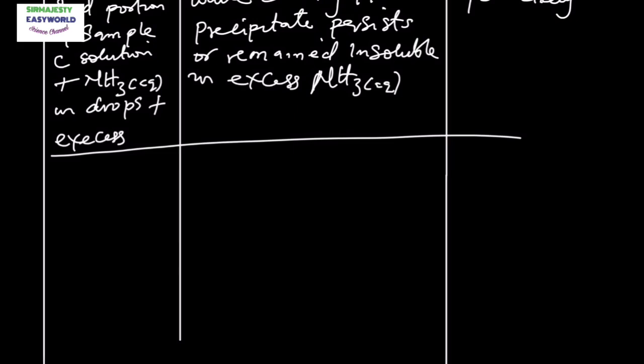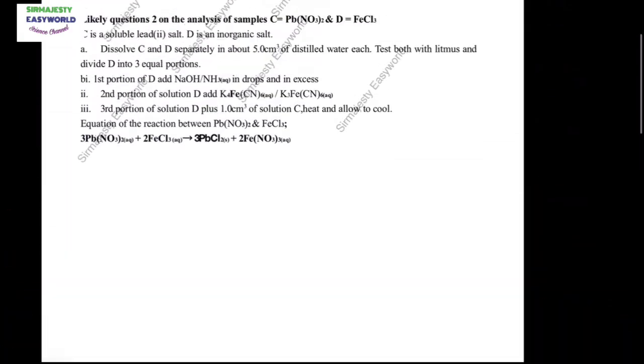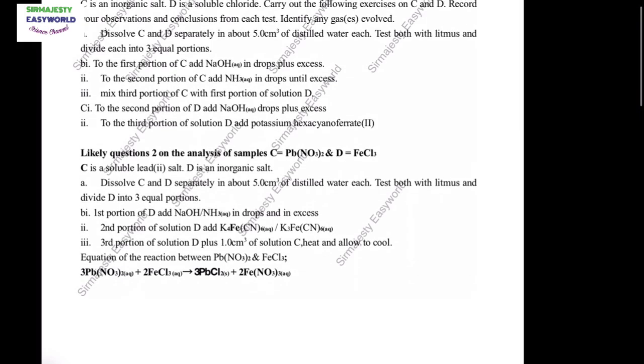So the next one is third portion of C plus first portion of solution D. What will happen? There will be white powdery precipitate still. Then after, you'll be told to add excess, and there will be heat and allowed to cool, followed by heat and cool. I think it's there in the question.